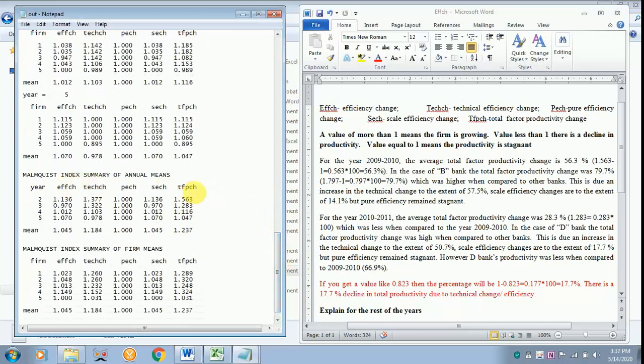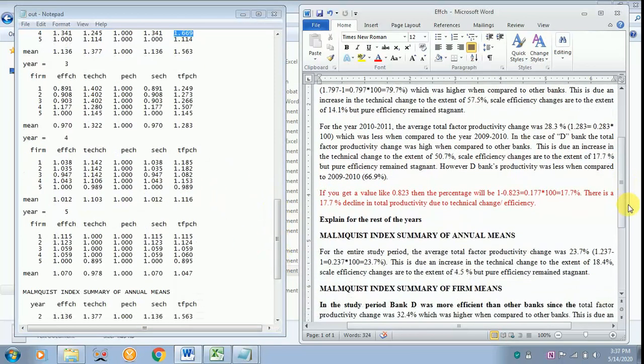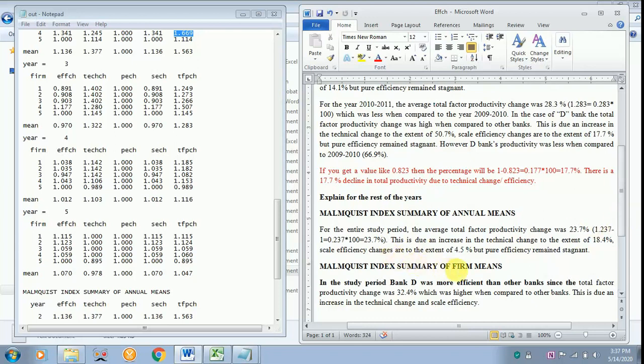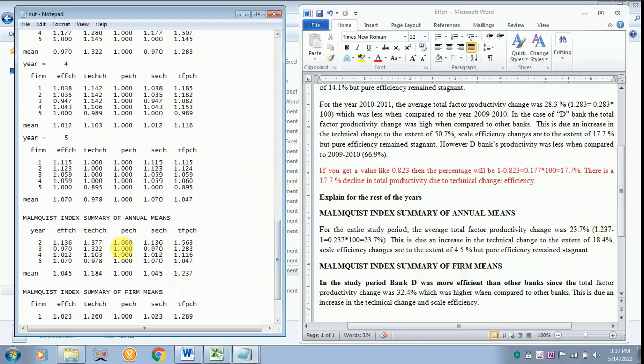Next we are seeing the index summary of annual means. For the entire study, the average productivity, I'll just bring it down. See, this has already been discussed here. For the 5th year you can see the value is similar. So we are going to discuss only this part in the summary of annual means. The total productivity is 23.7% for a period of 5 years. This is due to the technical change and the scale efficiency change, and this remains stagnant.